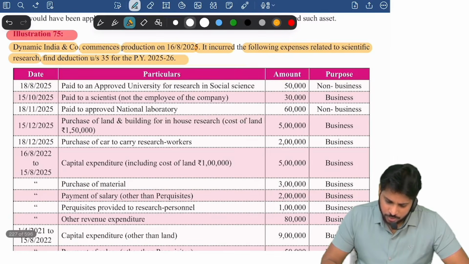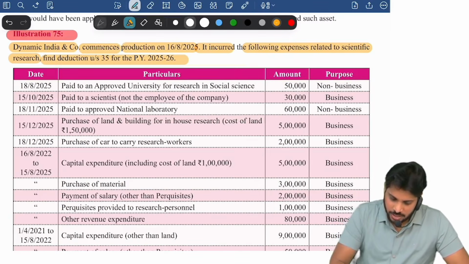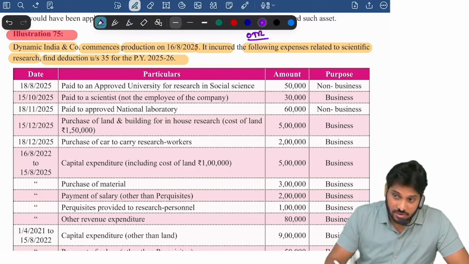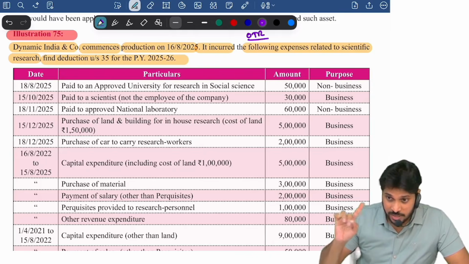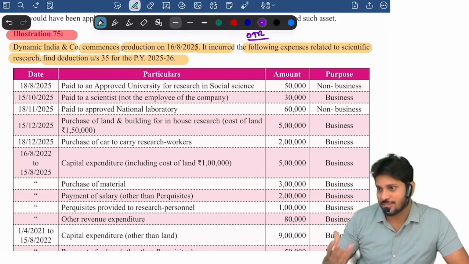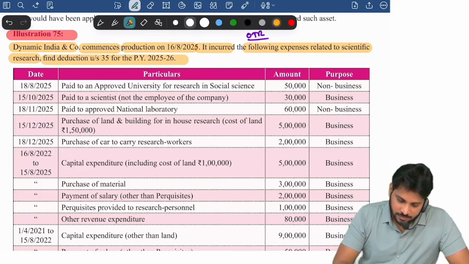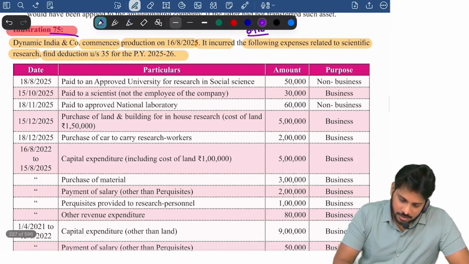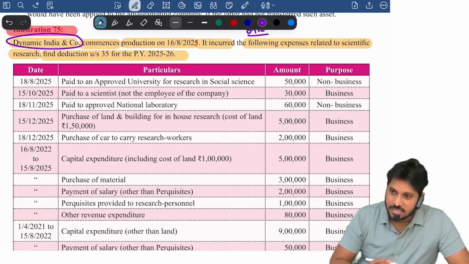Let us compute under the optional tax regime. If it is the default tax regime, the contributions you give, you won't get a deduction. Under the optional tax regime, you get a deduction for contributions and in-house research, both. Yes or no? Fine. This is a company, probably. In my intention, this is a company, probably.